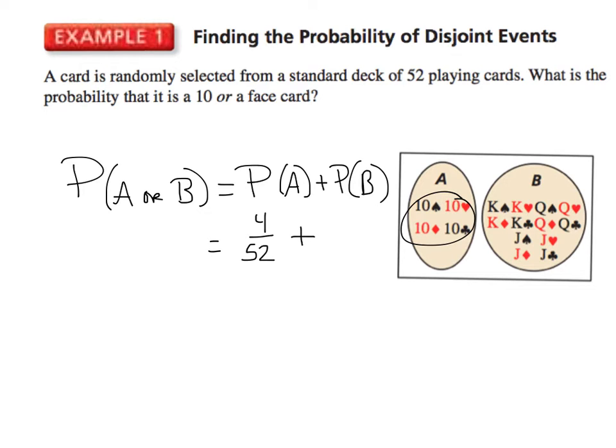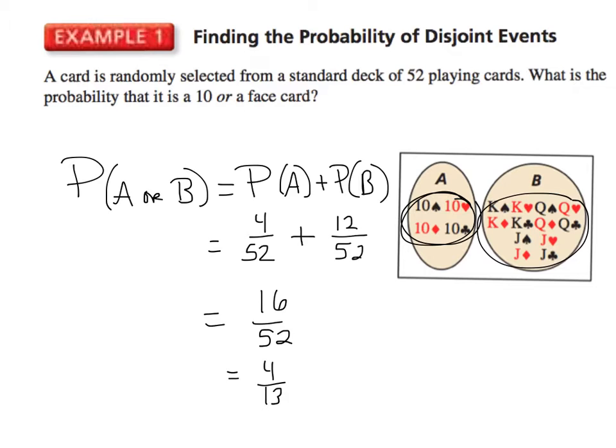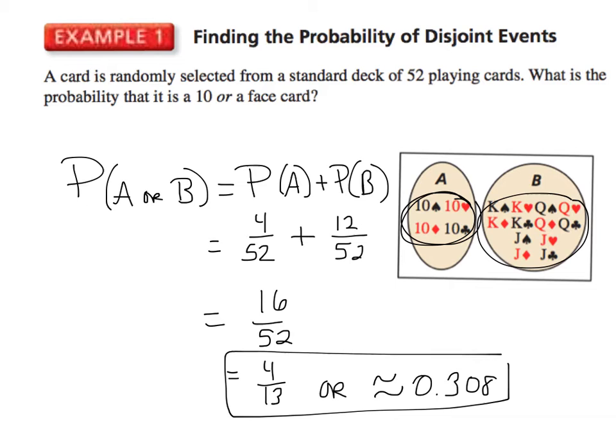Plus, or a face card. Well, how many face cards are there? There are 12. And you can just add right away. You're just going to add 4 plus 12, which gives us 16/52, which simplifies into 4/13. You can leave it like that, or you can give me approximately 31%, or 0.308. Notice that none of these overlap, because a 10 cannot be a face card.